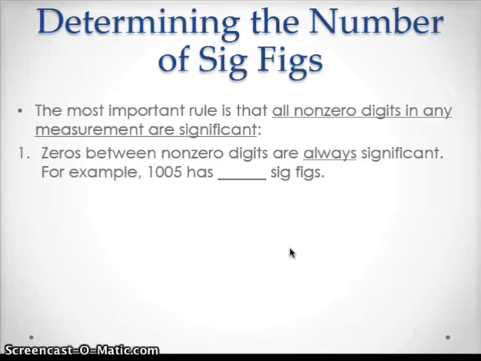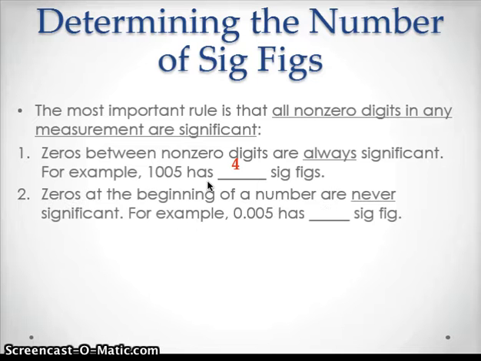Zeros that are sandwiched in between non-zero digits are always significant. For example, 1005, there are zeros that are sandwiched in between 1 and 5, which are non-zeros. So because of that, we say that there are four significant figures. All four of those numbers are very important.